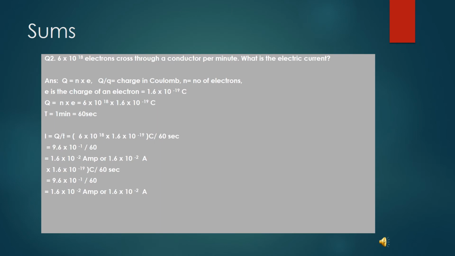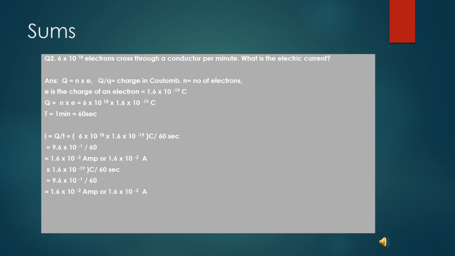Sum number 2. 6 into 10 to the power 18 electrons cross through a conductor per minute. What is the electric current? We know Q is equal to NE, first formula. So N value is 6 into 10 to the power 18. E value already we know. We have to learn it by heart. E is equal to 1.6 into 10 to the power minus 19 coulomb.